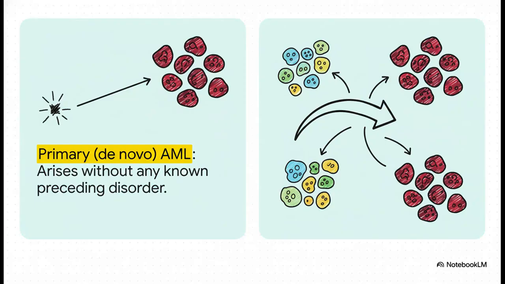Clinically, it's really helpful to remember that AML can show up in two main ways. It can be de novo, which basically means it just pops up out of the blue in someone who was previously healthy. Or it can be secondary, meaning it actually evolved from a pre-existing bone marrow problem, something like myelodysplastic syndrome. And that secondary type often comes with a tougher prognosis.